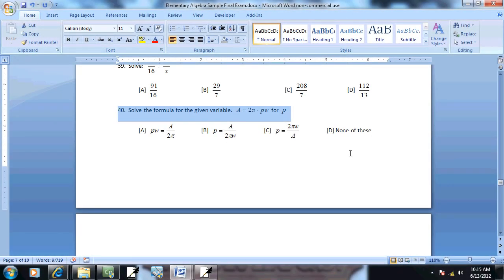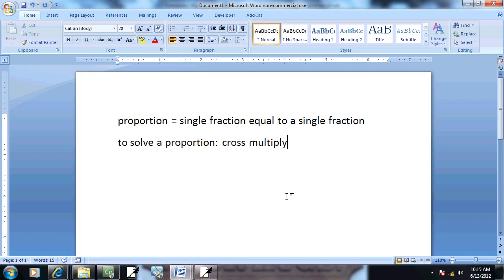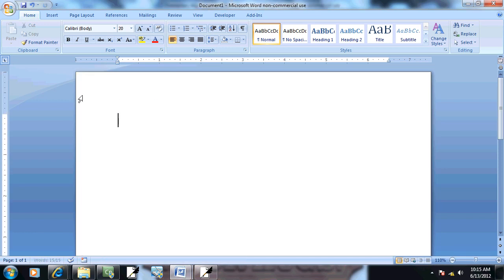Let's take a look at number 40. This is solving a formula for the given variable. So let's refresh our memory on the steps for that. Solving a formula for a variable.